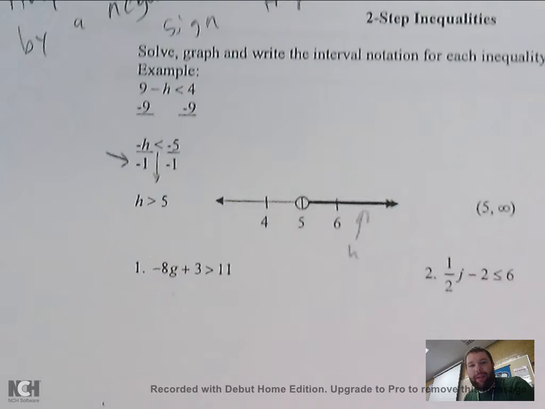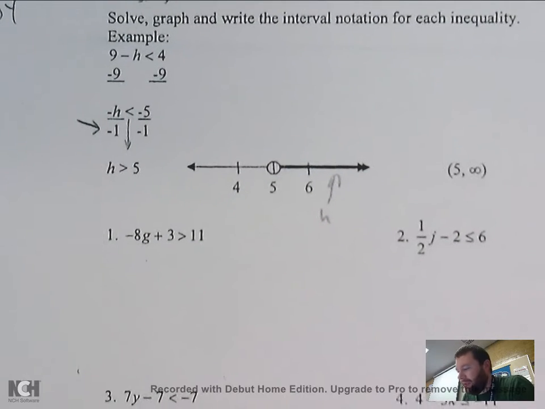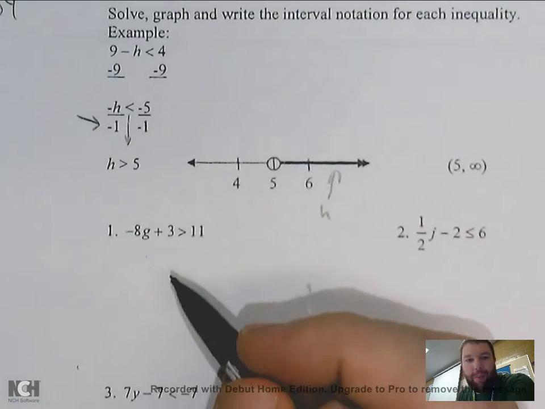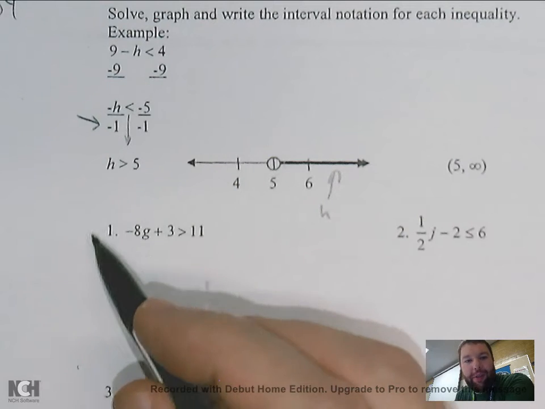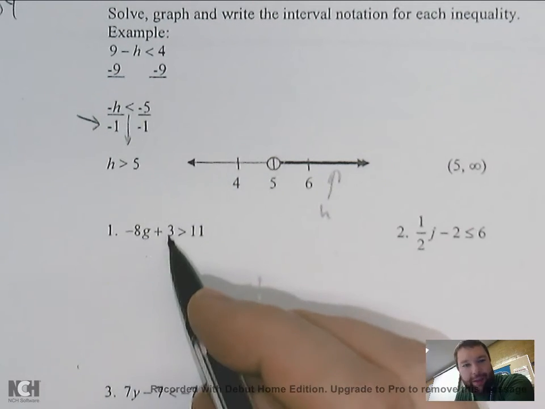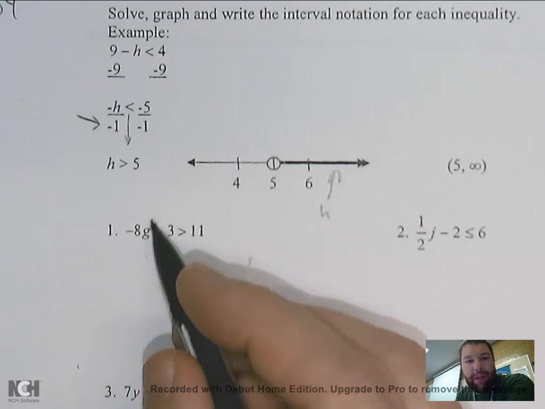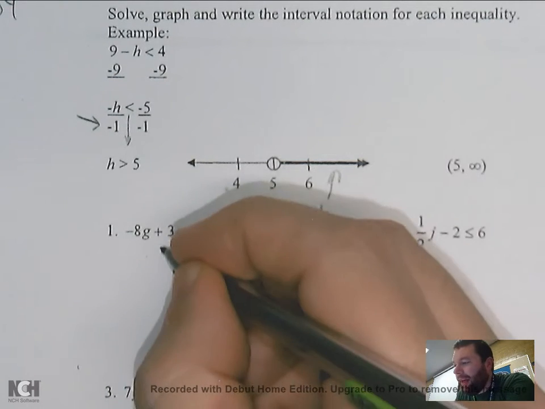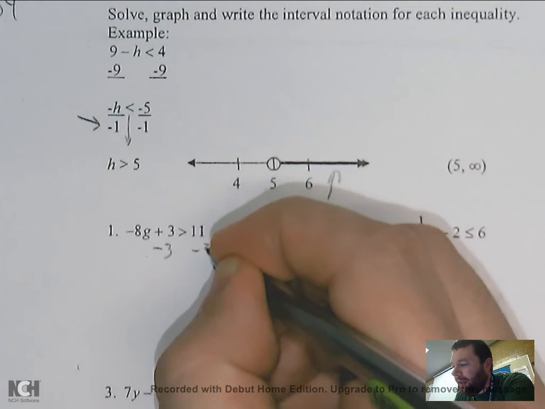Okay, so let's look through a couple of examples. Let's start with number 1 here. This is just a two-step inequality. The first thing I'm going to do is get rid of this +3. It's adding, so I would subtract 3 from each side.